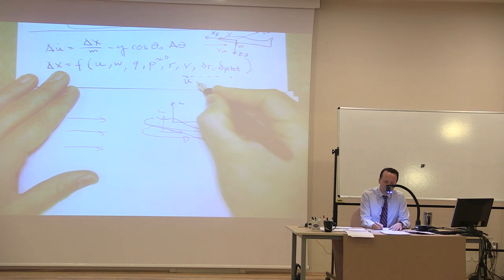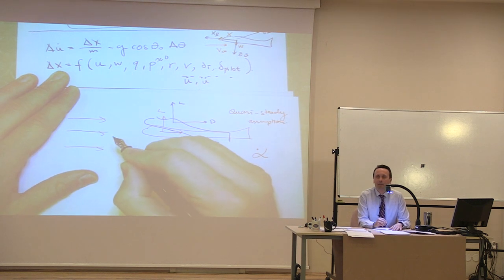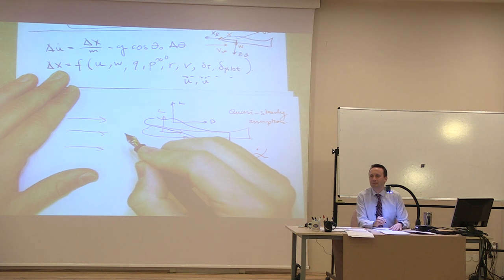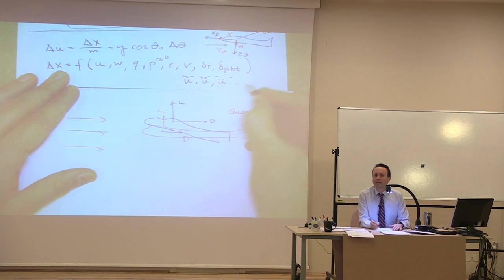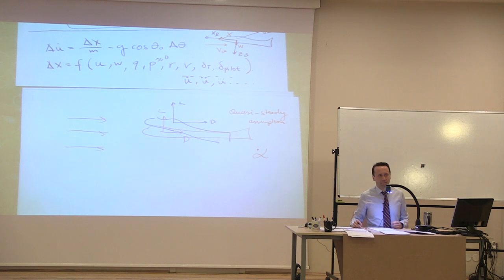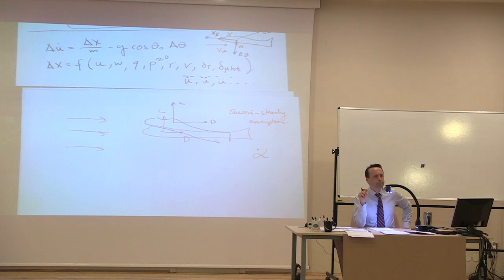Probably too. How about U double dot then? Am I asking for too much? How about triple dot? Basically, everything is affecting delta X. Okay? Even if it's a little bit, it will affect. So what are we going to do? We as engineers, we are good at making approximations, right? We are going to choose the ones that are making sense, and we are going to move from there, and hopefully our equations that we built will be good enough to generate this thing.